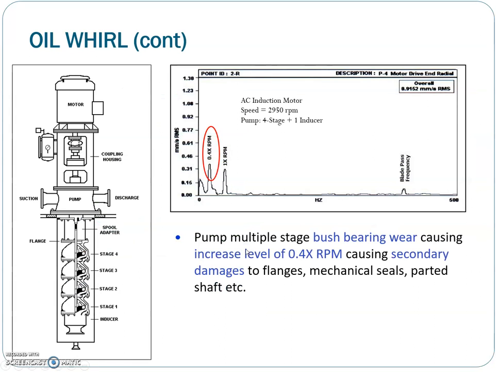For example, in a case study of a vertical pump, it was found that the 0.4 times RPM was so dominant in the spectrums, which was due to the pump multistage bush bearing wear. This subsequently caused secondary damage to the flange, mechanical seals, and parted shaft.